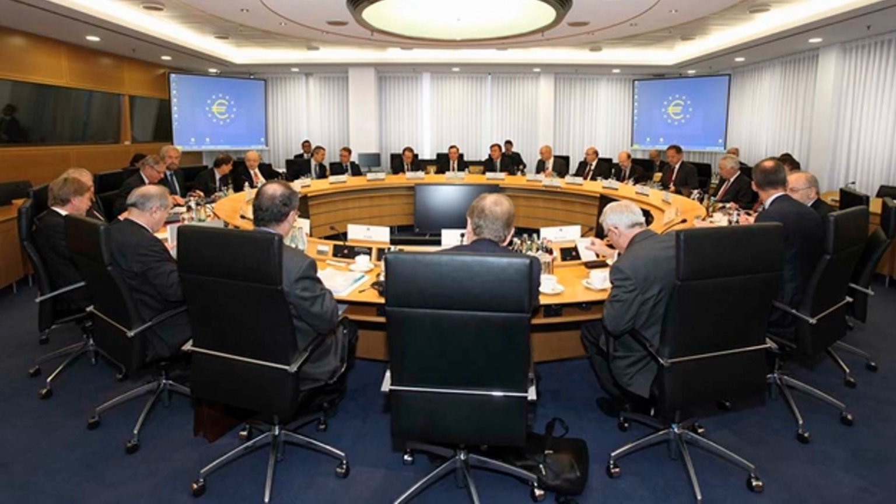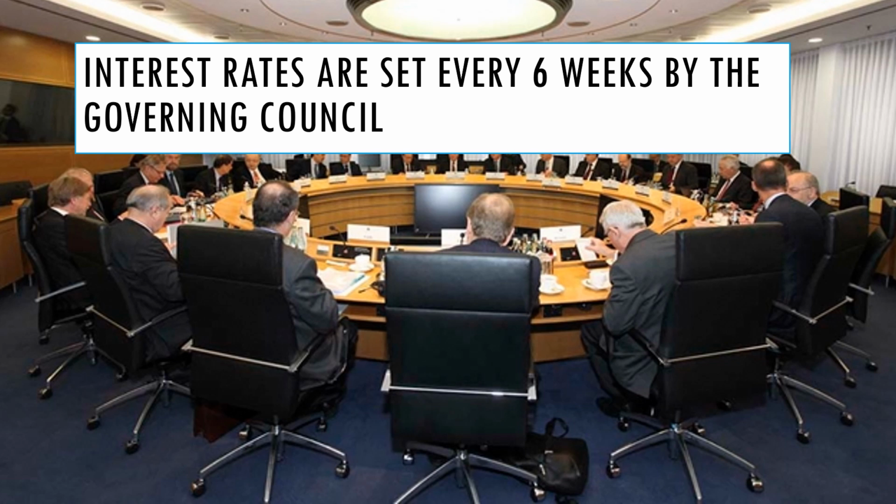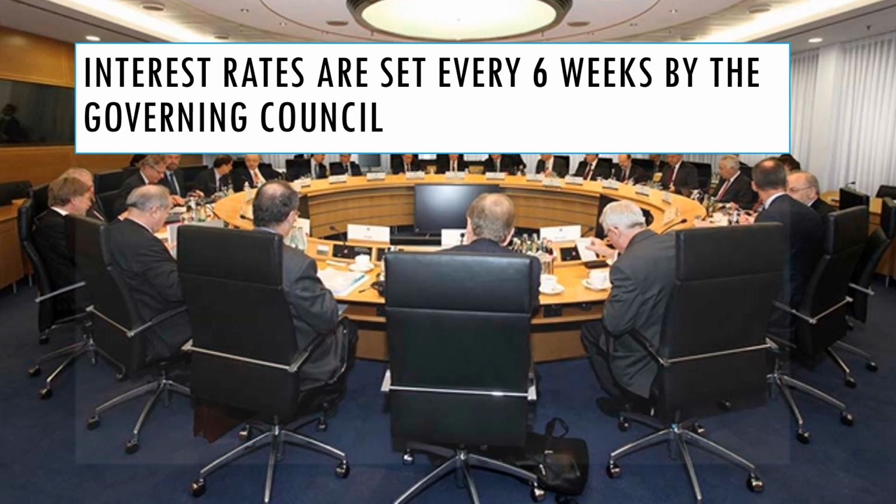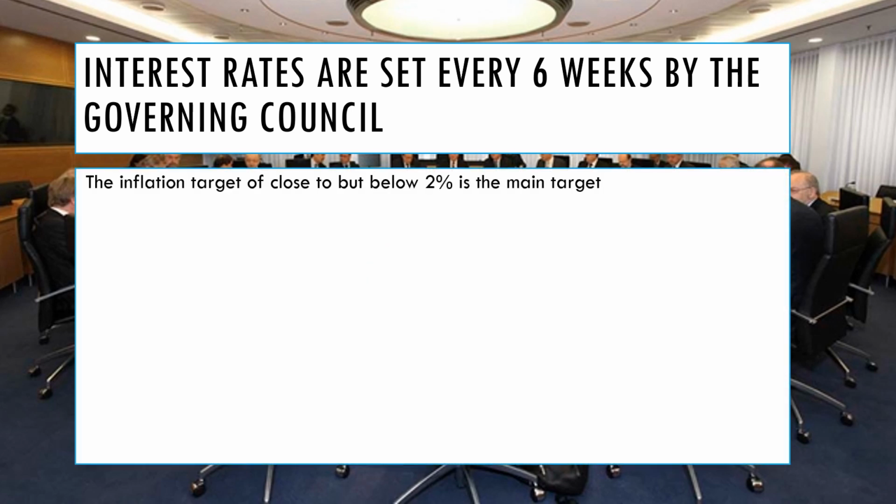So these are the important people who set the base rate of interest in the Eurozone. They are known as the Governing Council. Interest rates are set by the Governing Council and they meet every 6 weeks to decide what base rate of interest we should have: 0%, 0.5%, should we raise interest rates, lower interest rates, what can we do? And their job is to make sure that inflation stays close to but below 2%. That's their main target. So they want prices to be fairly stable, rising slowly over time.